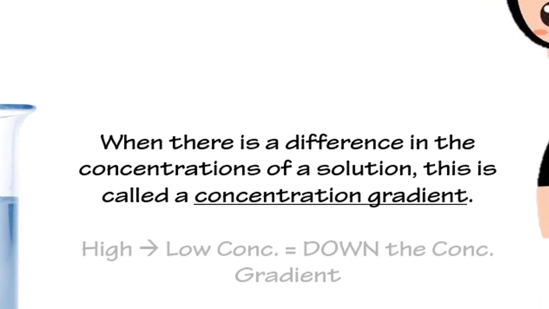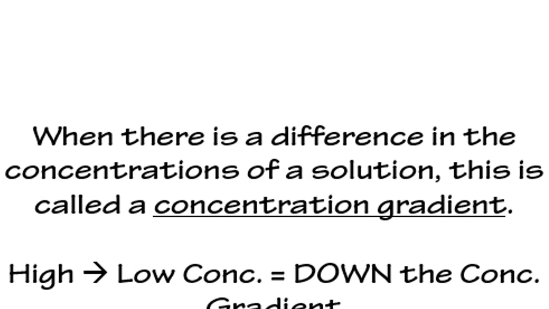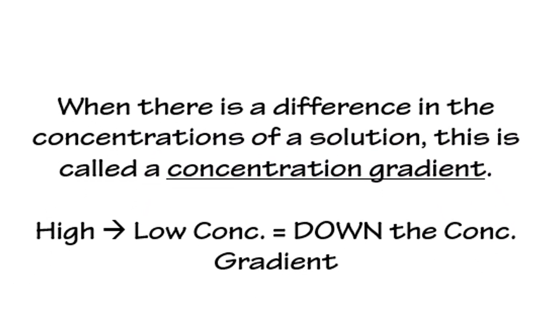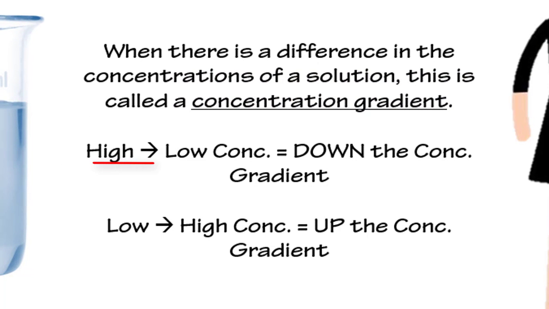Then we wait. When there is a difference in the concentration of a solution, this is called a concentration gradient. When particles move from an area of high concentration to low concentration, this is called moving down the concentration gradient. This requires no energy. When particles move from an area of low concentration to an area of high concentration, this is considered going up the concentration gradient or against the concentration gradient. This process requires energy in the form of ATP.